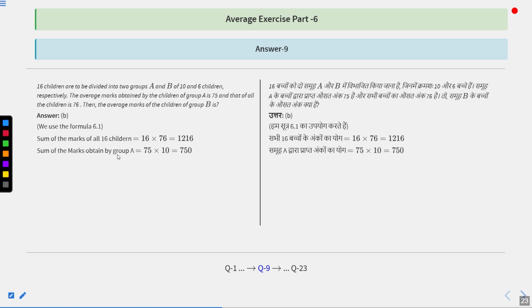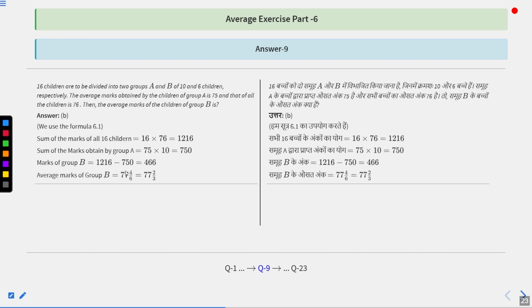Now the sum of the marks obtained by group A: it is given that the average of group A is 75 and the number of students in group A is 10. So we can easily calculate it, 75 into 10, which becomes 750. Clear? So the total mark of group B will be 1216 minus 750, we get 466. So what will be the average mark of group B? We divide this 466 by 6. So we get 77 2 by 3. Clear? B is the correct answer. Next one.